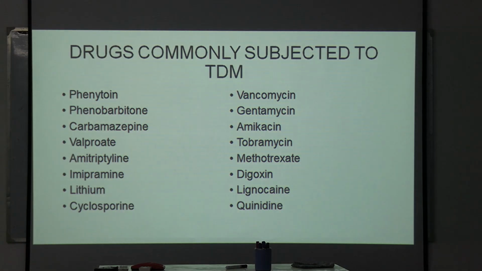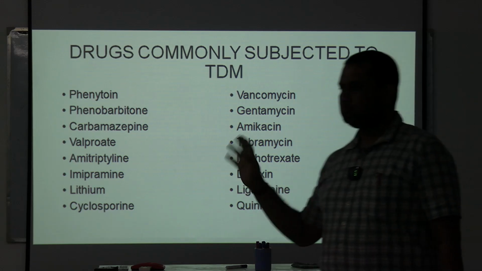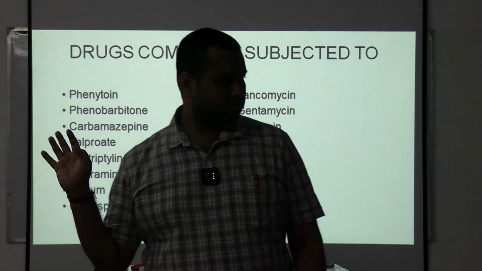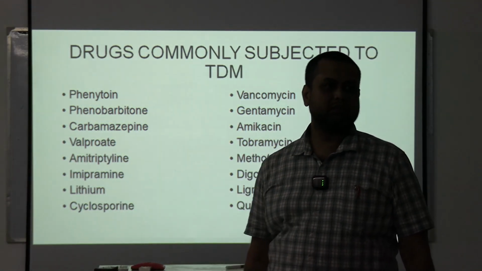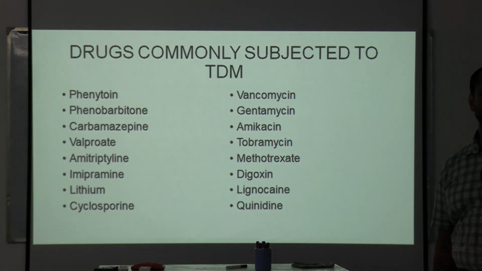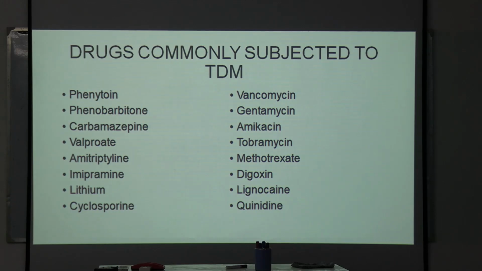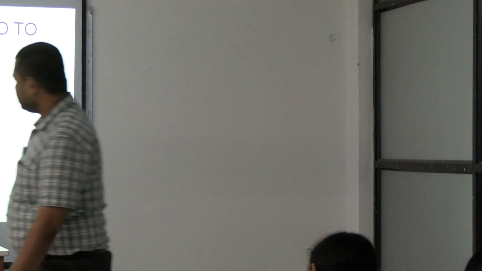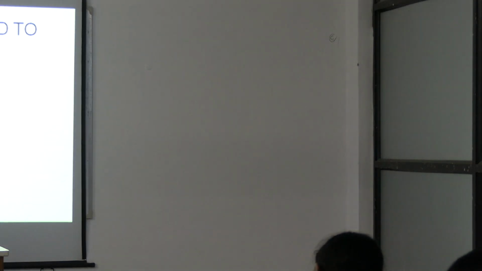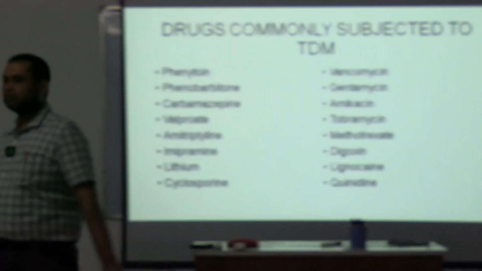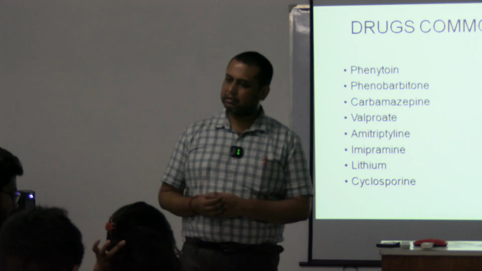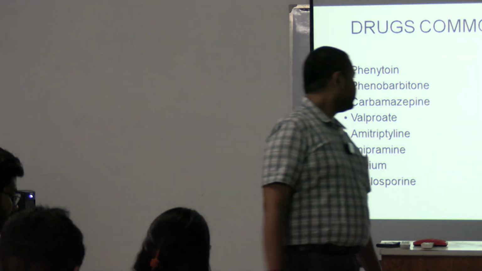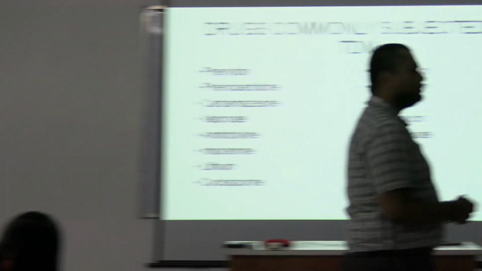Cyclosporine, use: it's an immunosuppressant. Okay? What do you mean by immunosuppressant? Anushka? Suppresses the immunity. Acha, then vancomycin, antibiotic. Okay? Gentamicin, amikacin, tobramycin.